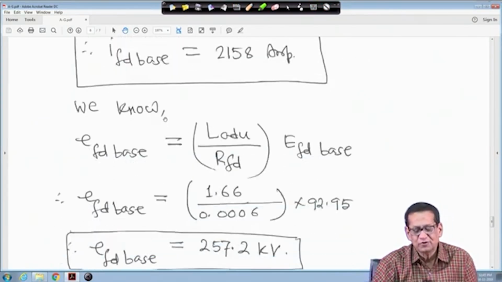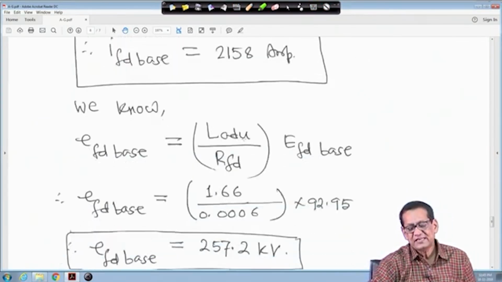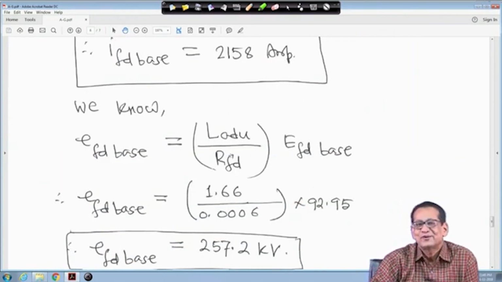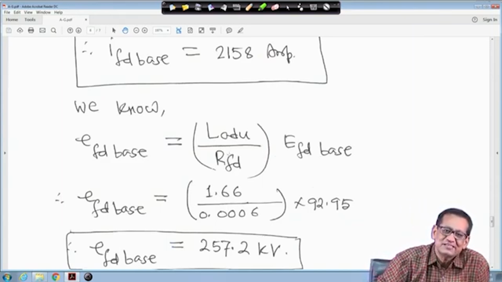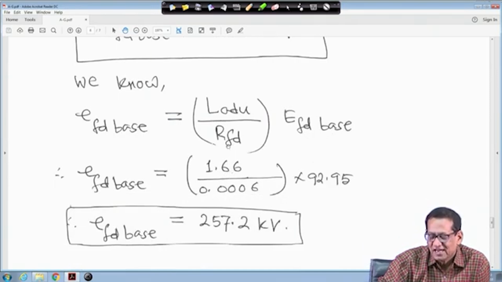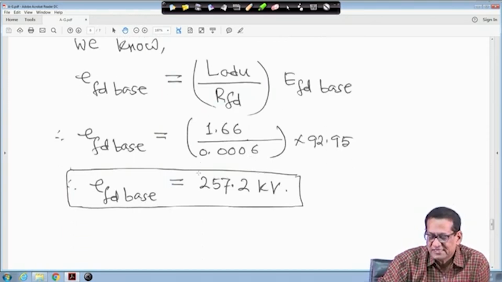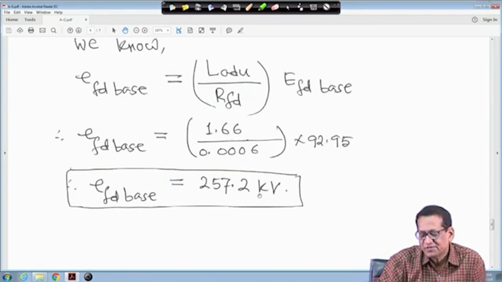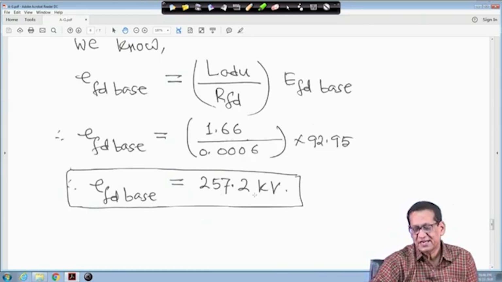Next, we also know that EFD base is LADU upon RFD into EFD base. Again, I suggest you go back to this part when you are trying to find base quantities; there you see this. That is why I have written, we know that EFD base is equal to LADU upon RFD into EFD base. So, LADU is 1.66 and RFD is 0.0006 into EFD base, which is 92.95 volt. Therefore, EFD base is equal to 257.2 kV.